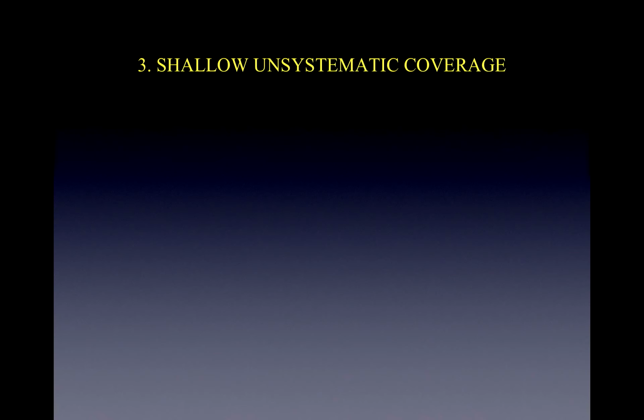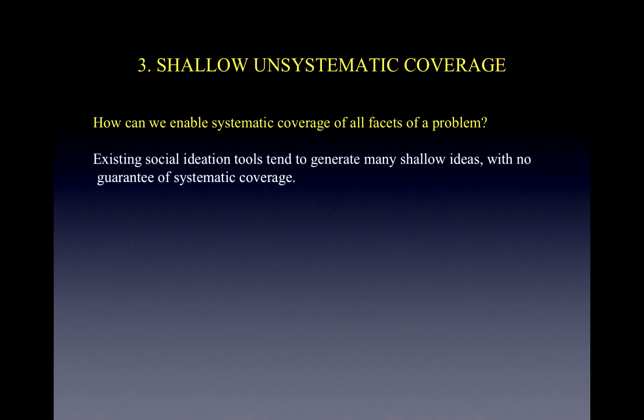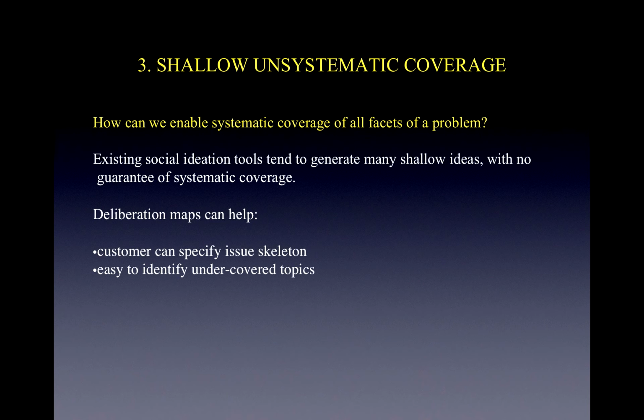A third pain point is shallow, unsystematic coverage. Existing social ideation tools tend to generate many shallow ideas, and there's no guarantee that the ideas cover the problem space systematically. Deliberation maps can help in several ways. The customer can specify the set of issues, the skeleton, that the community should consider. It's easy to identify issues, topics that have not been covered yet, and therefore to encourage the crowd to spend more time there. And finally, users can collaboratively refine each other's ideas, so you tend to get more deeply considered ideas rather than many shallow ones.